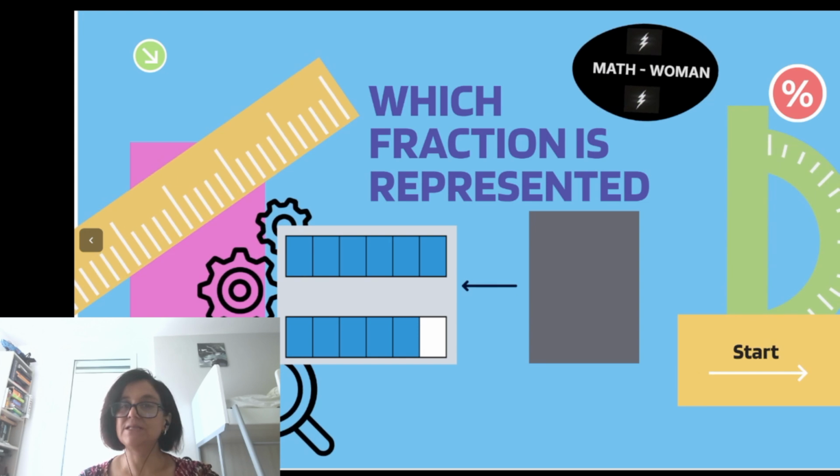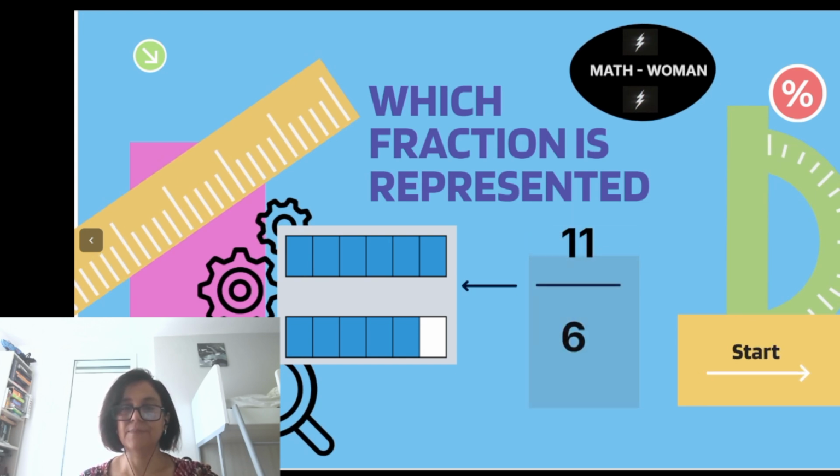Which fraction is represented here? 11 over 6. My walls are divided in 6 parts and 11 are shaded. This is an improper fraction. It's near the number 2.